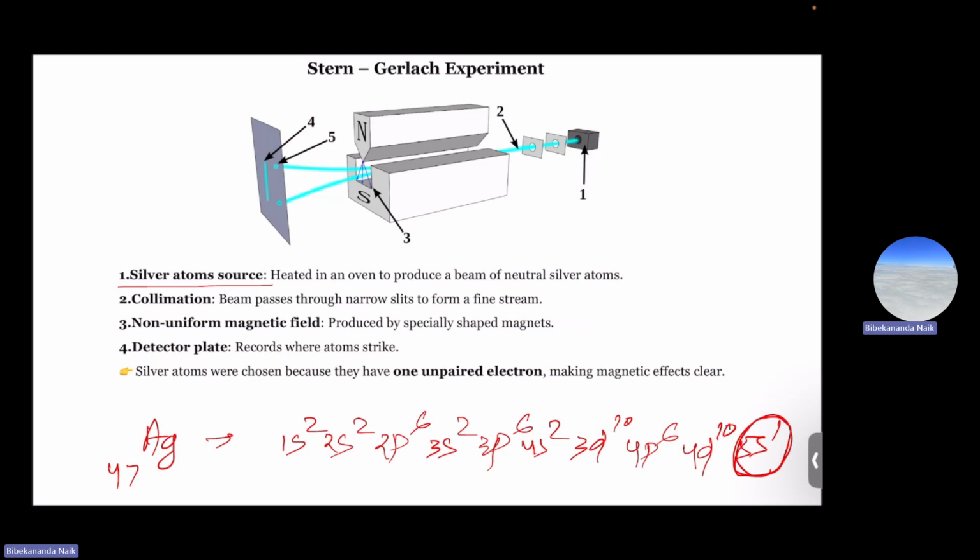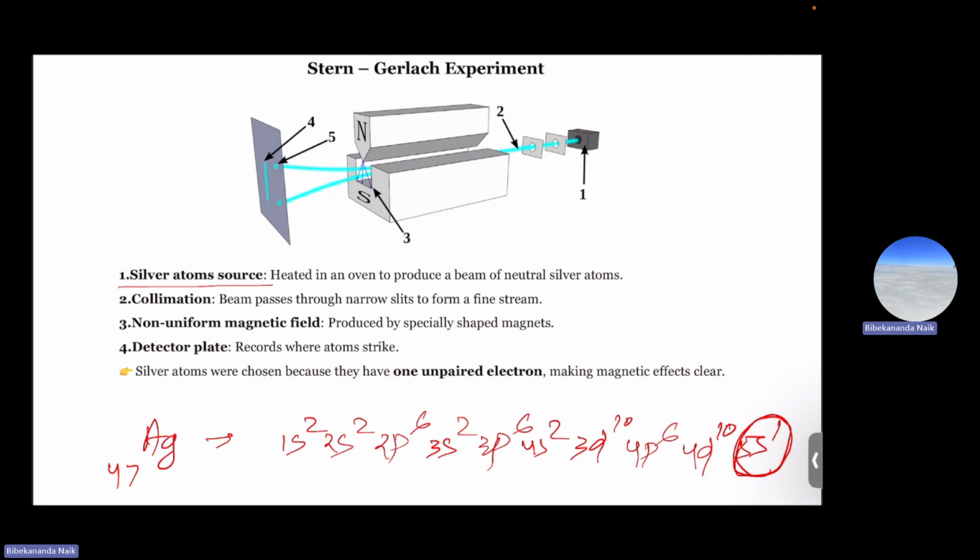So why was silver chosen? Because it has only one electron, and that is present in the s orbital, and we know for an s orbital the orbital or azimuthal quantum number is 0. So it has no orbital angular momentum.